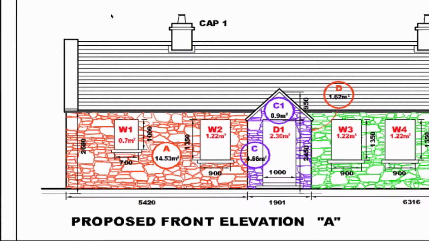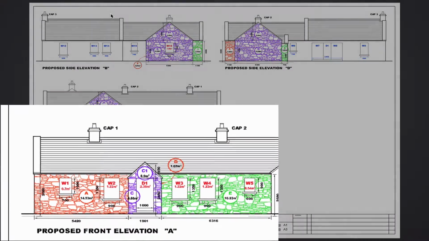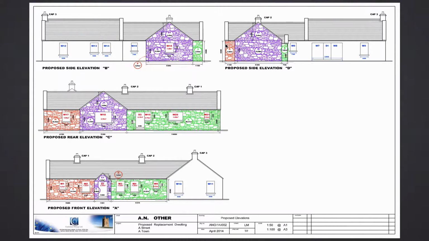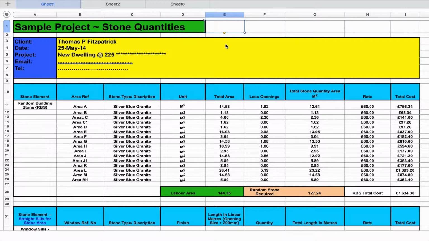Here you will see we have shaded the walls in various colours and we've labelled them to correspond with the floor plans. We've also included the various measurements that would be required to create a list of quantities. The quantities are taken off the drawings and entered into a spreadsheet like this.